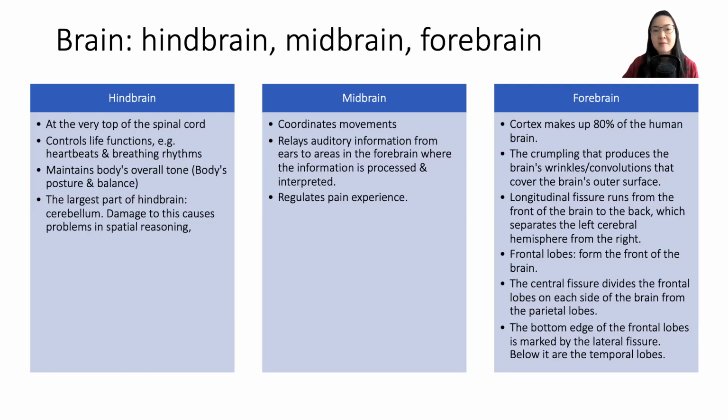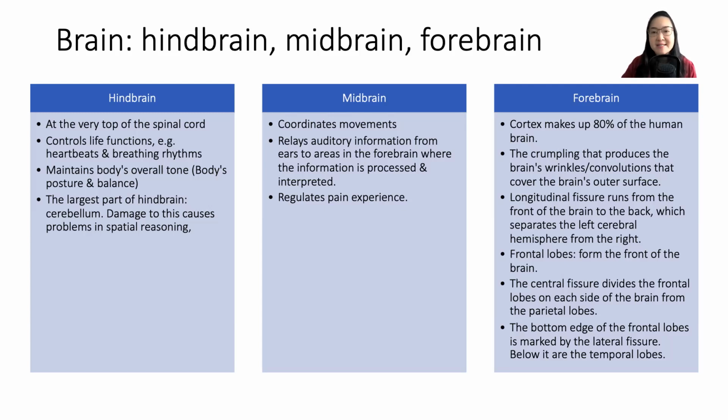Midbrain. The midbrain coordinates movements. It relays auditory information from the ears to areas in the forebrain where the information is processed and interpreted. The midbrain regulates pain experience. What about the forebrain?